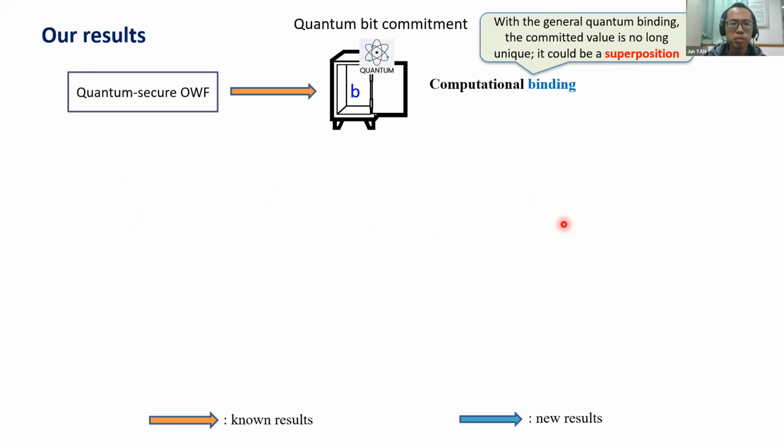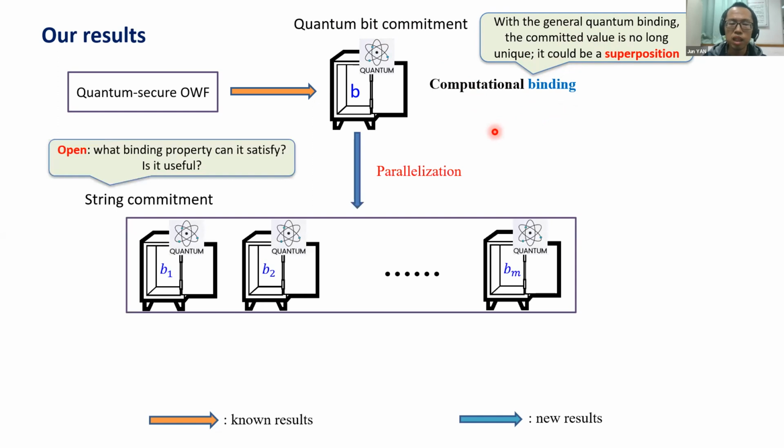We know that from quantum-secure one-way functions, we can construct a quantum bit commitment that is, in particular, computationally binding. However, with general quantum binding, the committed value is no longer unique. It could be a superposition. So it's natural to ask what happens if we compose quantum bit commitments in parallel to commit a string, which is typical in applications. What binding property can the resulting quantum string commitment scheme satisfy? Is it useful in applications?